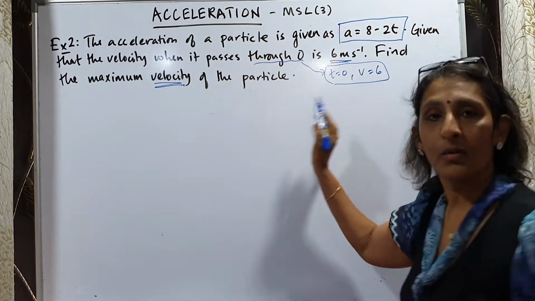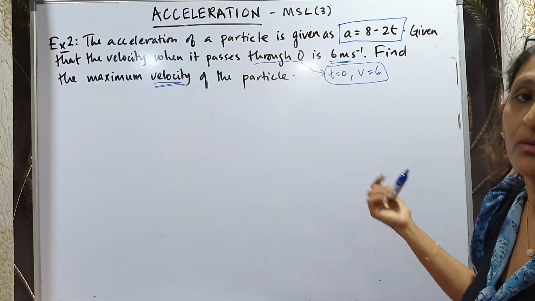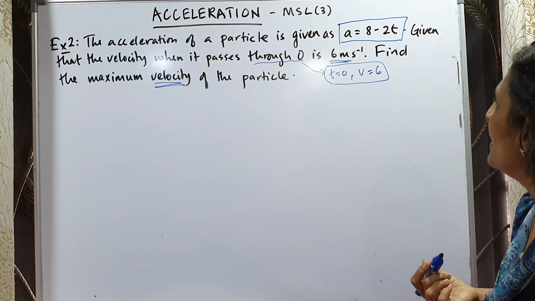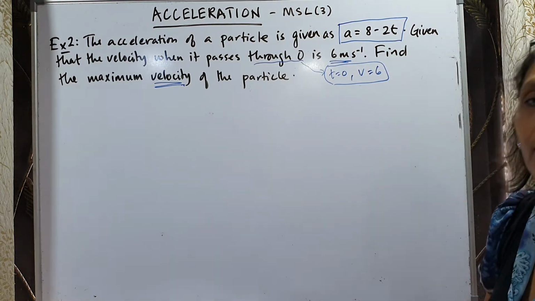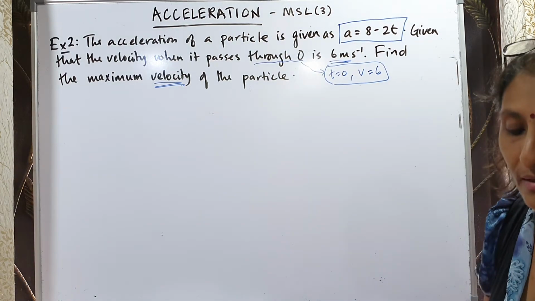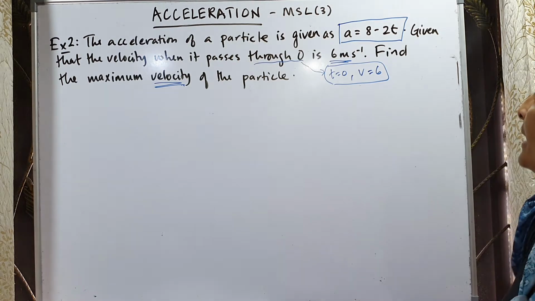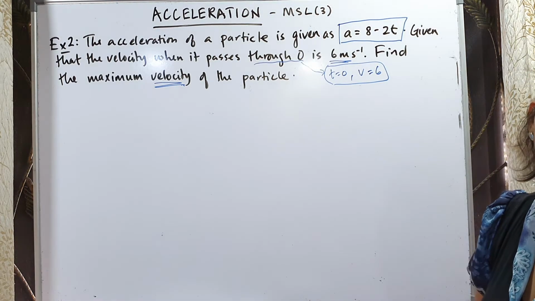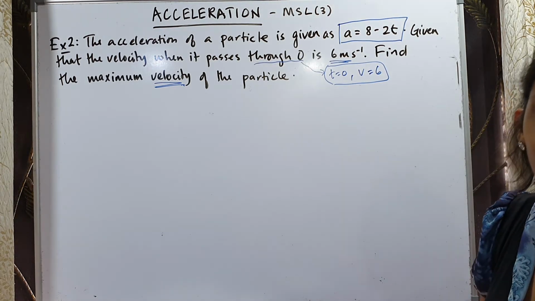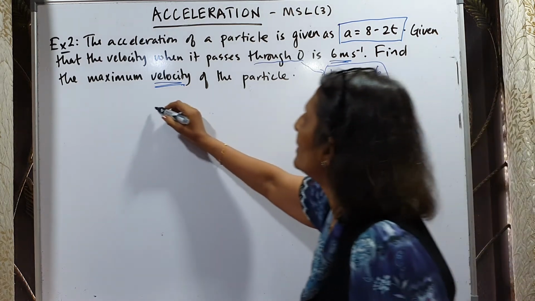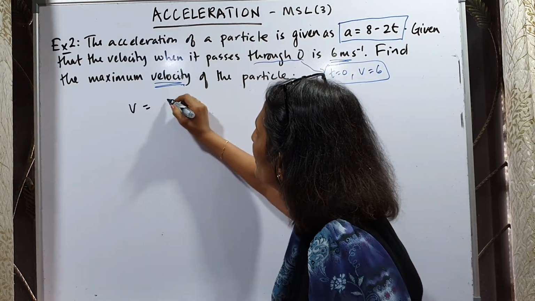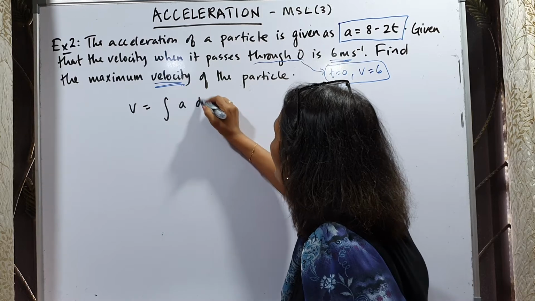Now in this question there's no v equation, so you need to find the v equation first. Since you're given a, from a you need to find v. How do we do that? Do we differentiate or integrate? From a to get v, we have to integrate. So we write down the v is equals to integrate a dt, right?